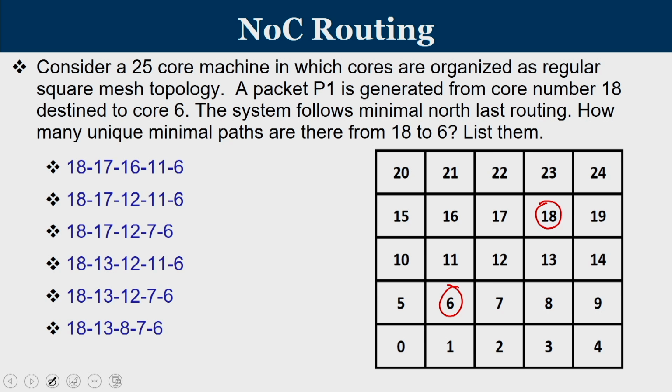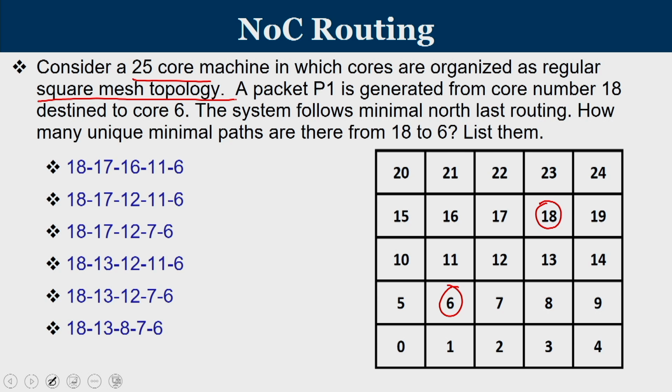So, how will you know it is 5 by 5? It is a 25 core machine and they are organized as square mesh topology. So, 25 has to be organized as square and this is the way how it is organized. You have a 5 row and 5 column format and the numbering is 0 is there in bottom left corner and 24 is there on the top right corner.